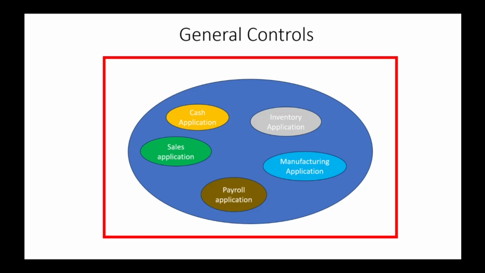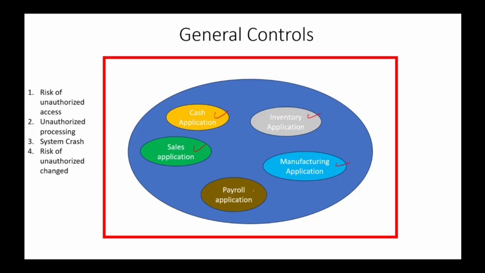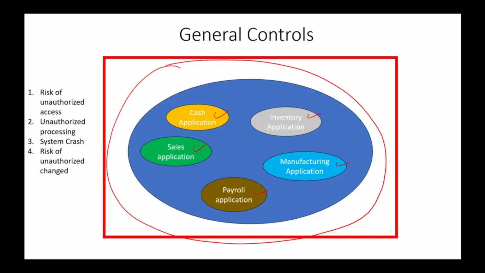Protect the whole system from unauthorized access, protect the system from unauthorized processing, protect the system from a system crash, the whole system crashing altogether, and the risk of unauthorized changes. It doesn't matter how well your applications are protected. If the system itself is not protected, we have a problem. The general controls are the controls that protect the whole system. So let's take a look at specific steps when it comes to general controls. What are general controls composed of?